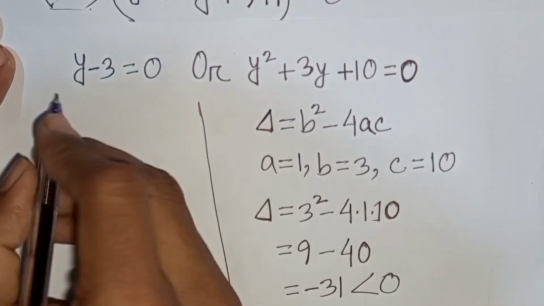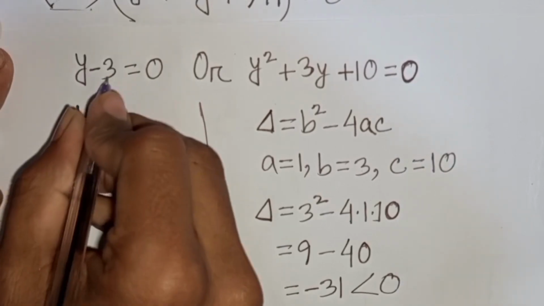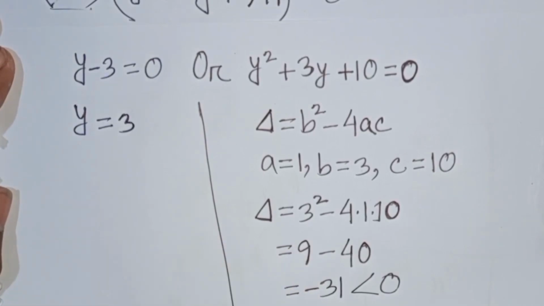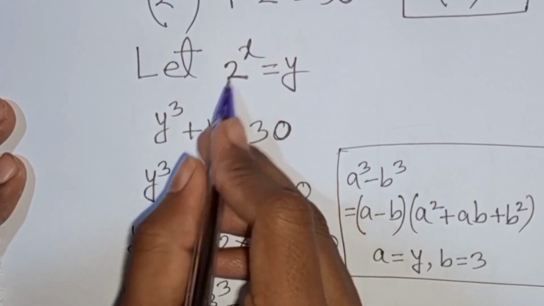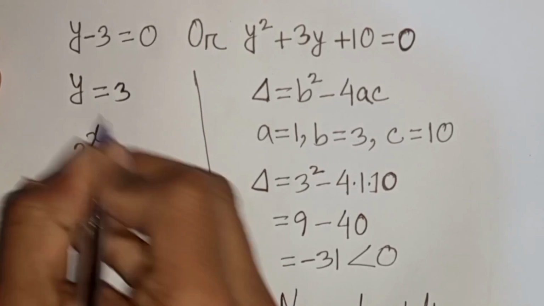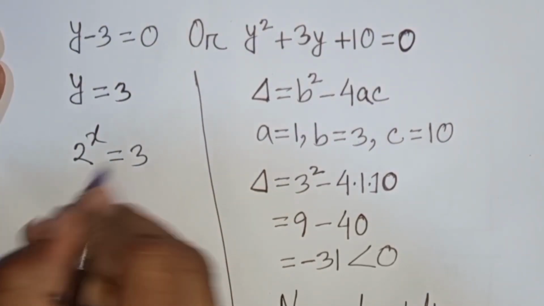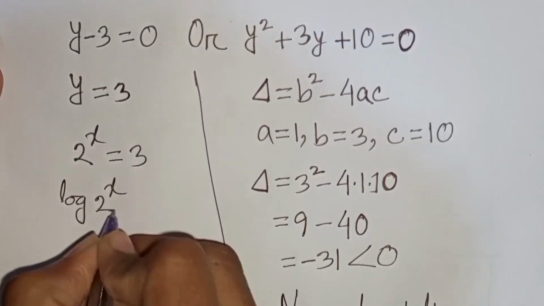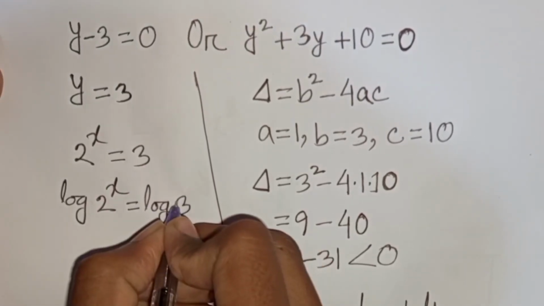Now from here y is equal to this minus 3 taken to the right side, so this will be plus 3. Now we see y is equal to 3, but remember that we let 2 power x be substituted by y. So y, that means 2 power x. So y, that means it will be 2 power x is equal to 3. Now we take log on both sides. You can write here log of 2 power x is equal to log of 3.